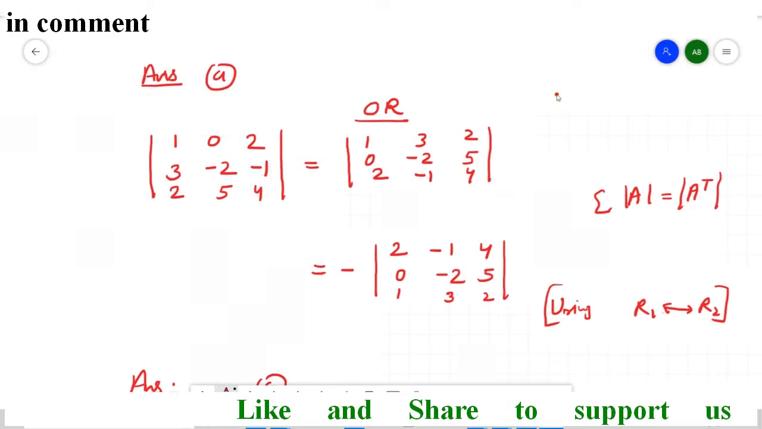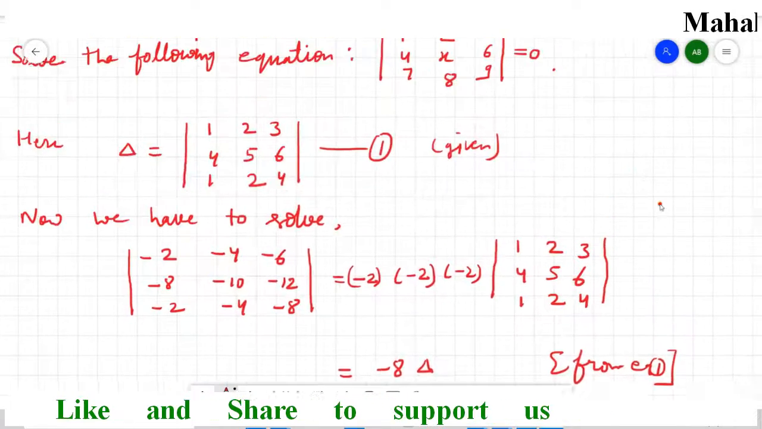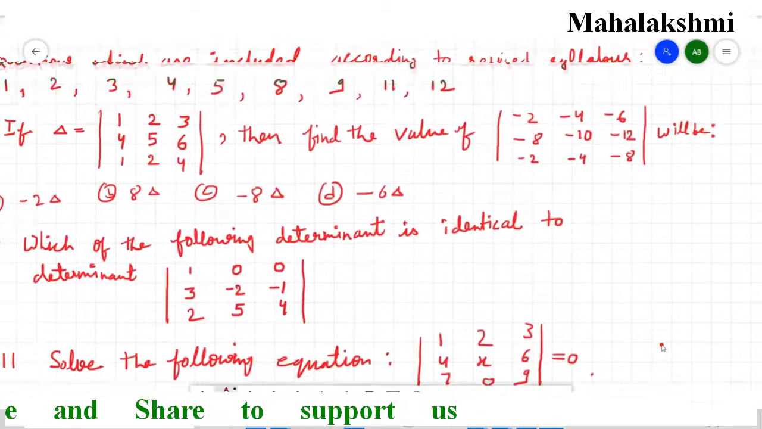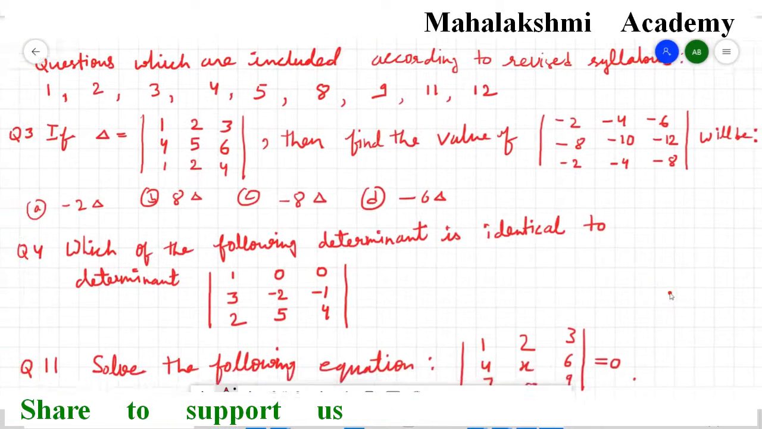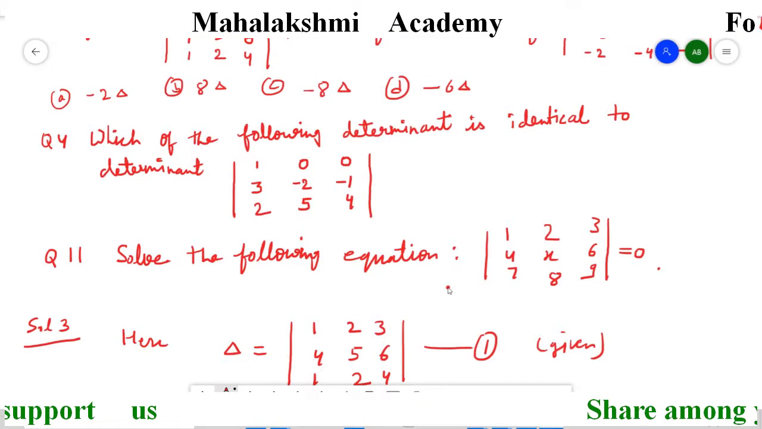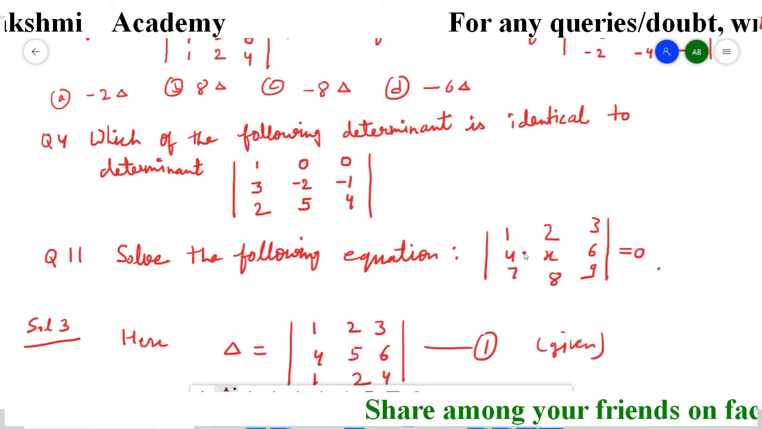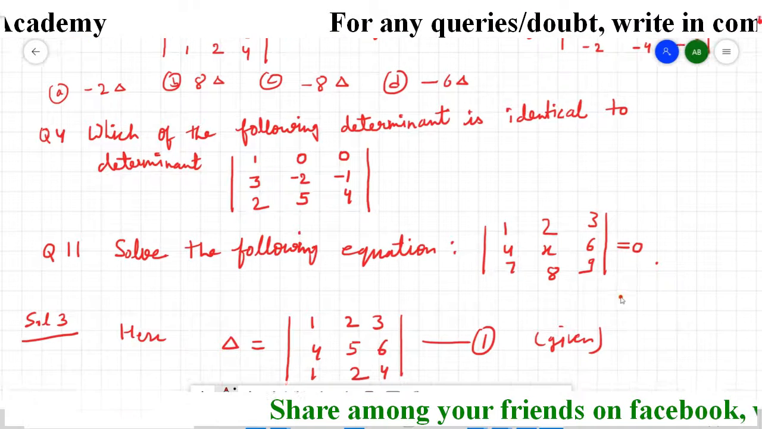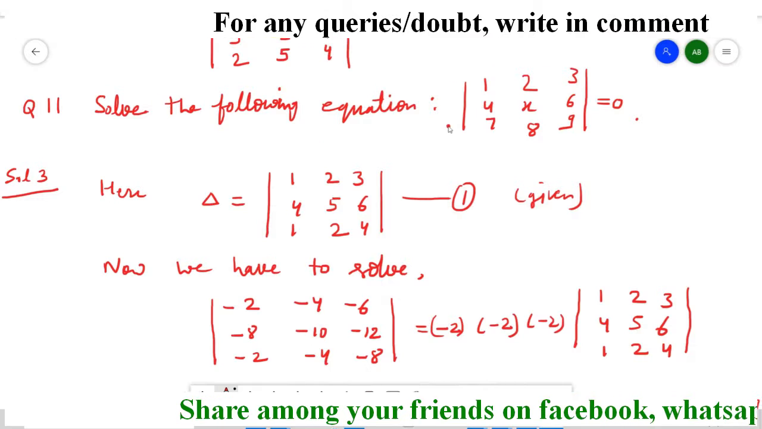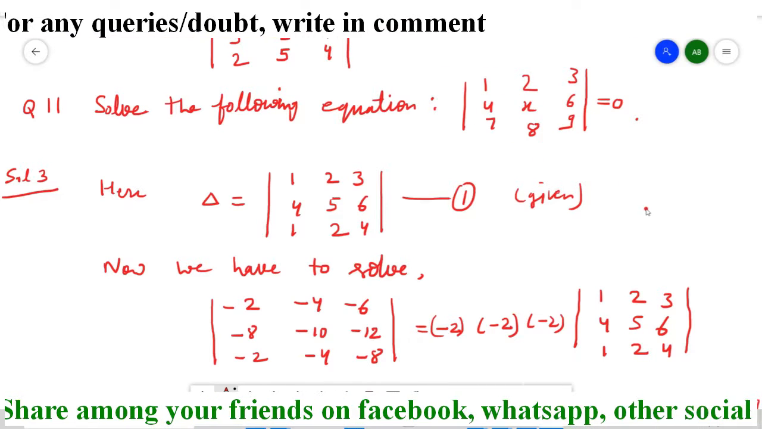So we have done the fourth question. Now, I think I selected some more questions. After the fourth question, let me see which question we have selected. So fourth we are done, and now the 11th question. So we have to solve this equation. Simply you just expand it along any row or along any column, and you have to find the value of the variable, that is x. So we'll start the 11th question.